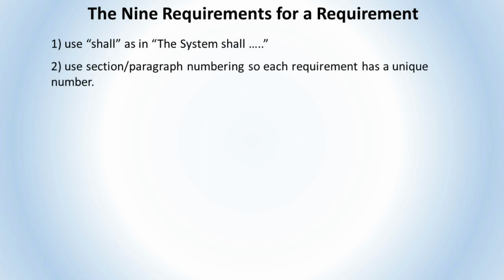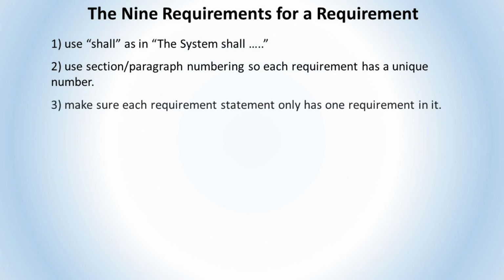The second point is to use paragraph numbering. So each requirement has a unique number and can be easily referred to during work on the project that's going to happen thereafter. The next point is to ensure that each requirement statement only has one requirement in it. Sometimes a statement ends up effectively asking for 2 things, especially if you follow our later advice about keeping requirement specifications as short as possible. In trying to make them concise, this mixing of requirements can happen.